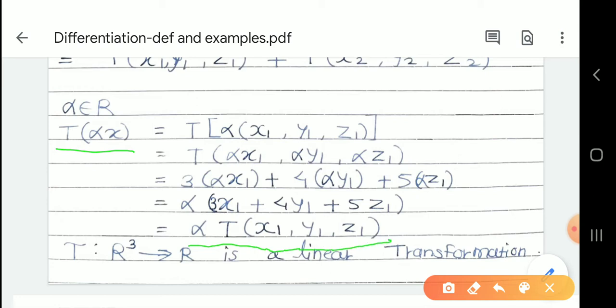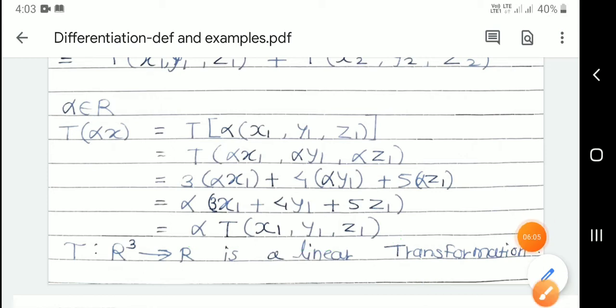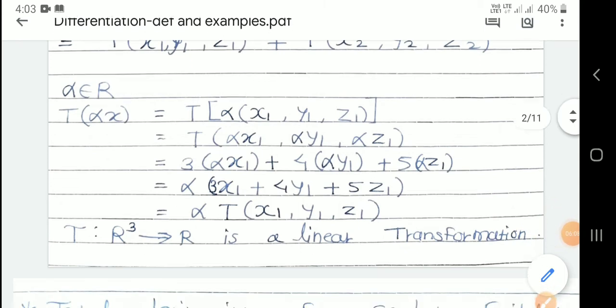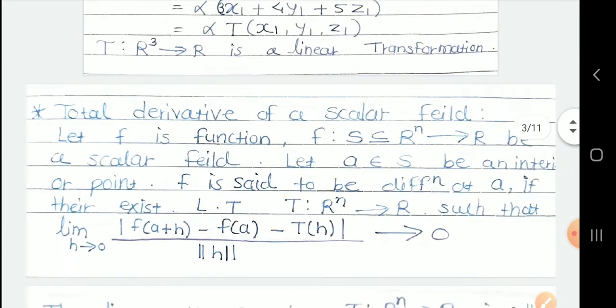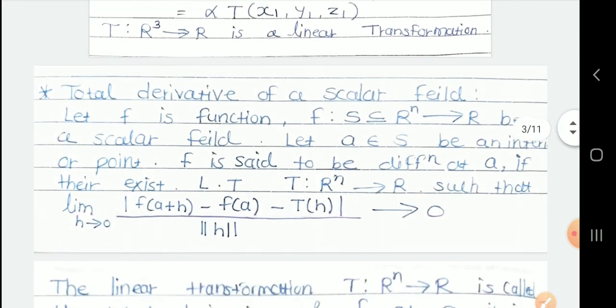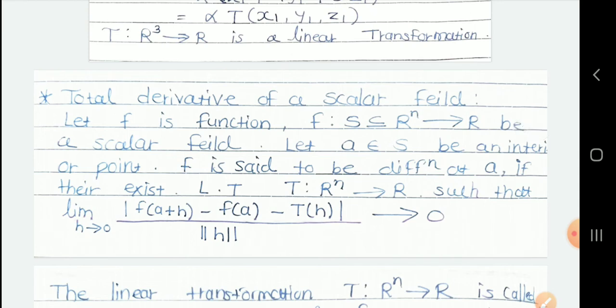So this function T satisfies both the properties of linear transformation. That means the function defined from R3 to R is a linear transformation. Get it? The function defined from R3 to R is a linear transformation. Okay, so this we cleared the definition for R3. Now we go for the total derivative of scalar field.